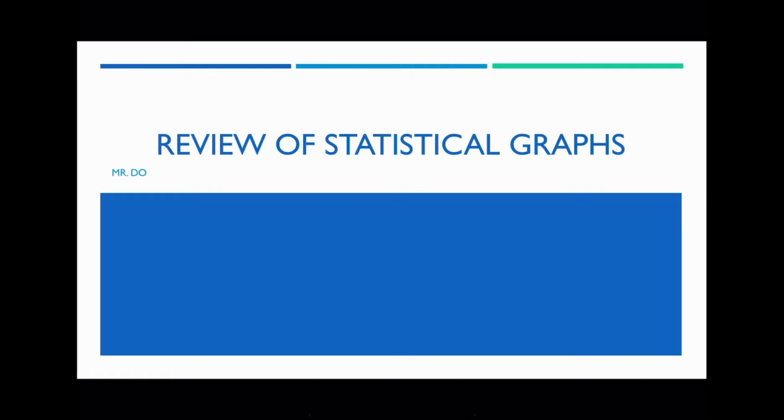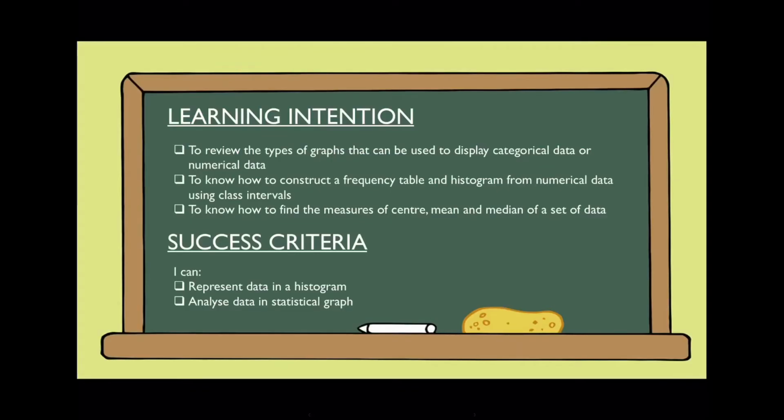Hello class, in today's video we're going to be reviewing statistical graphs. The learning intention of today's video is to review the types of graphs that can be used to display both categorical as well as numerical data. We're going to know how to construct a frequency table so that we can represent that on a histogram. And finally, we're going to know how to find the measures of center, mean and median, for a set of data.